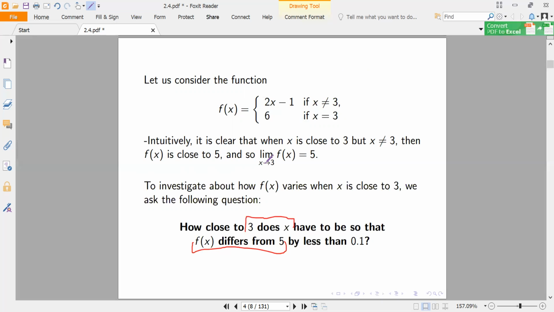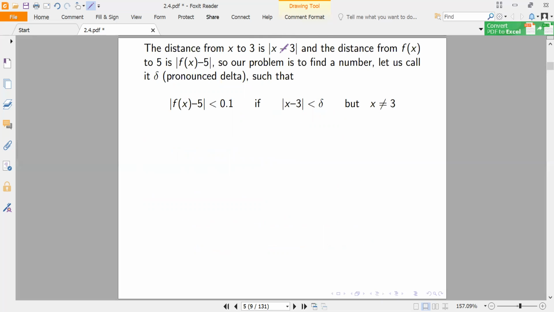Remember that the absolute value means distance. The distance from x to 3 is written as the absolute value of x minus 3. The absolute value makes the distance positive, because x could be on the right-hand side of 3 or on the left-hand side of 3, but we want this distance to be positive. That's why we use absolute value. Same thing for the distance from f of x to 5; we put in absolute value because we want the distance to be positive.